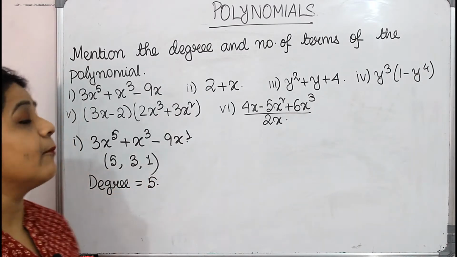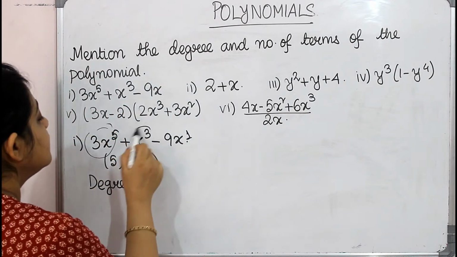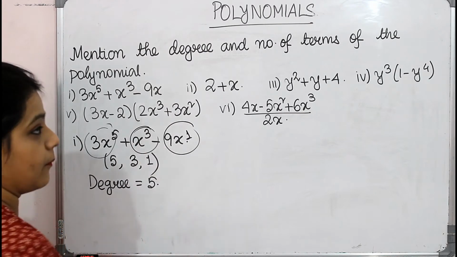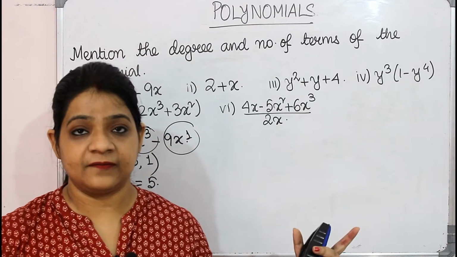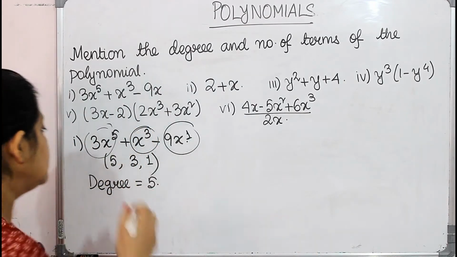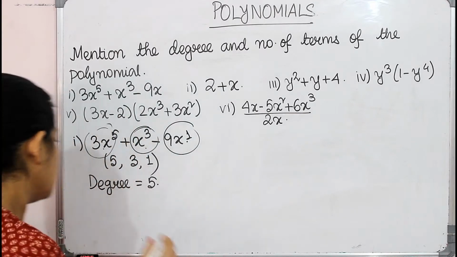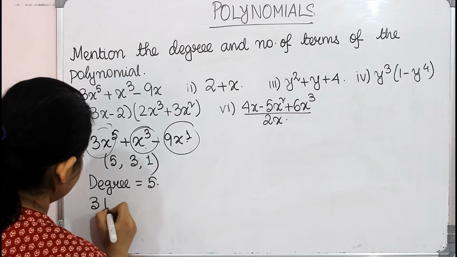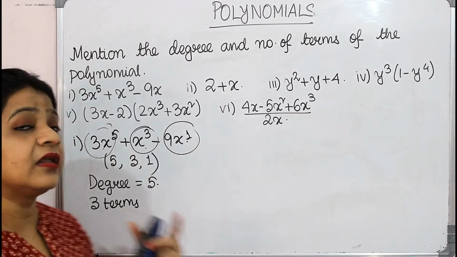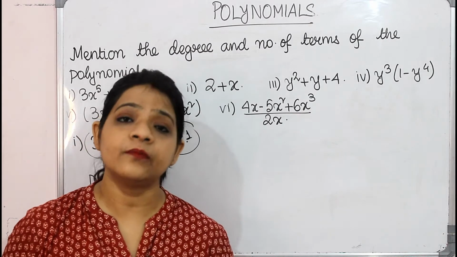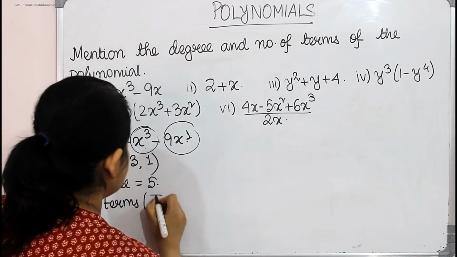And what will be the number of terms? So this is one term, this is one term, this is one term. Okay. So they are separated by positive and negative sign. So how many terms are there? 3 terms are there. So we will write it 3 terms. So any polynomial that has 3 terms, we call it as trinomial. So this is called as trinomial.